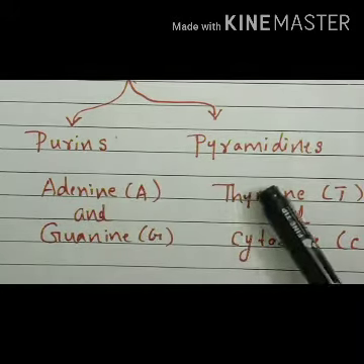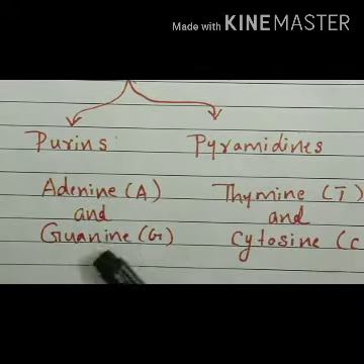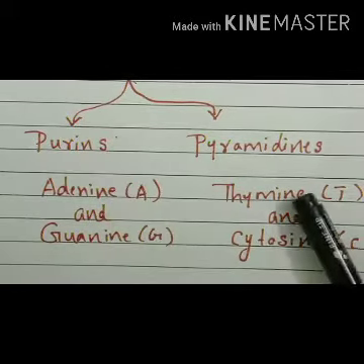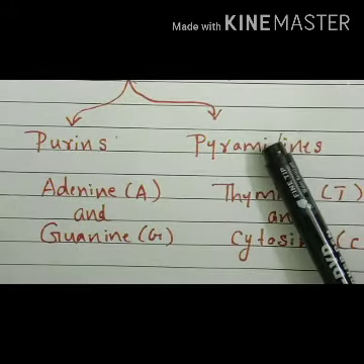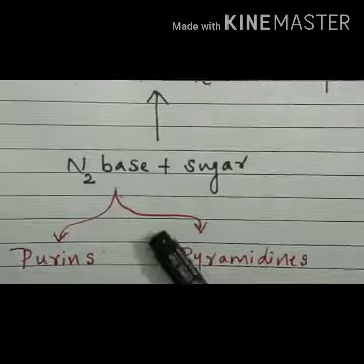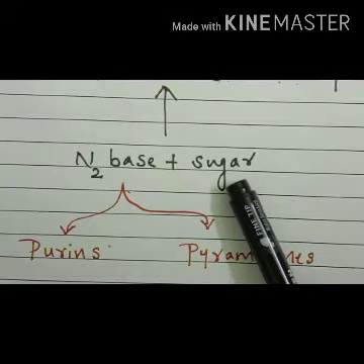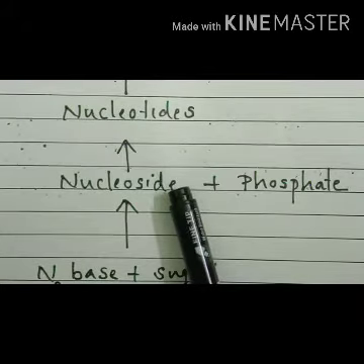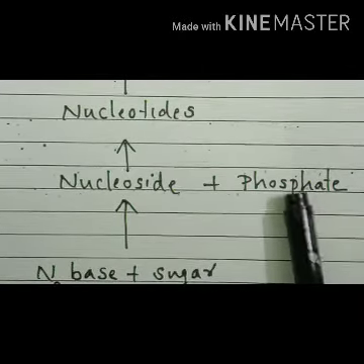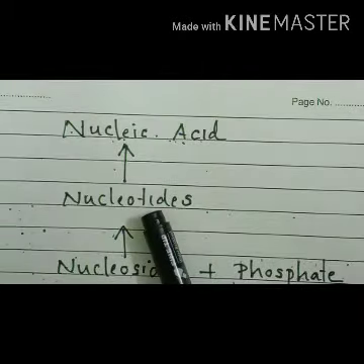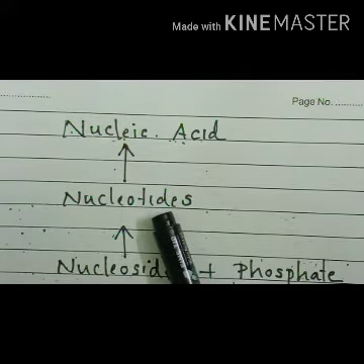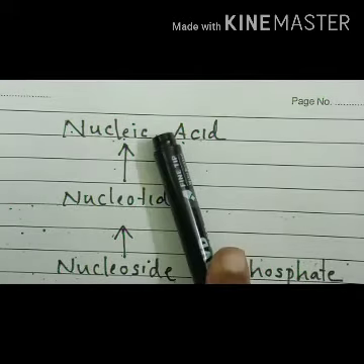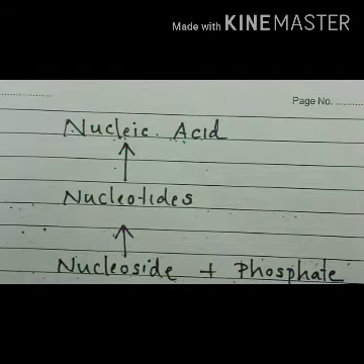Adenine, guanine, thymine, cytosine. Adenine and guanine are in the purine category. Thymine and cytosine are in the pyrimidine category. The nitrogen bases will join with the sugar molecule, and that structure is called a nucleoside. It combines with the phosphate and that becomes a nucleotide. Many nucleotides join together to form the nucleic acids.